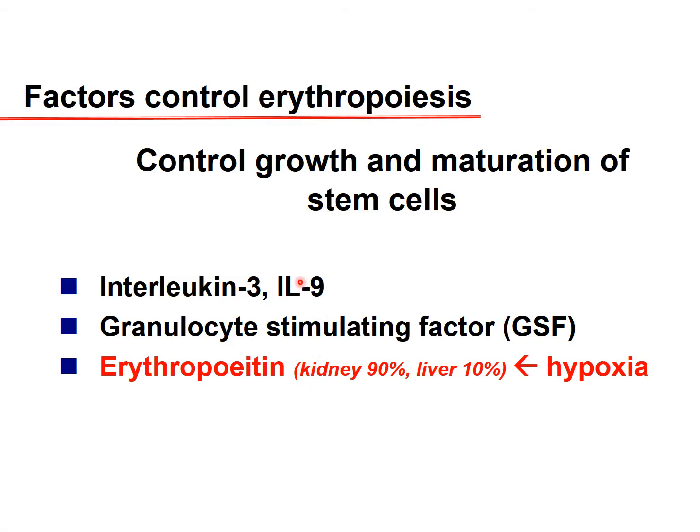Now, what kind of factors control erythropoiesis? I already mentioned this in the previous graph. These factors control the growth and the maturation of the stem cells, such as interleukin 3, interleukin 9, granulocyte-monocyte stimulating factor, and erythropoietin. Erythropoietin is mainly synthesized by the kidney due to hypoxia, or in the liver as well.